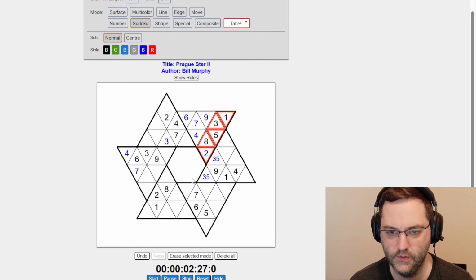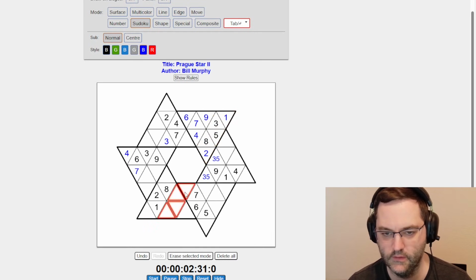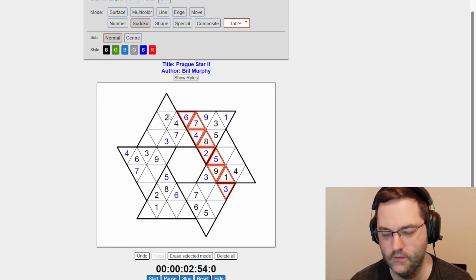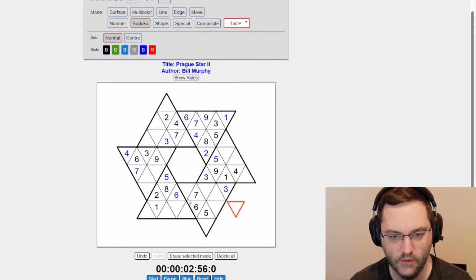This row still needs 4, 6, 7, 9 in these cells. 6 and 7 can't go in that cell. 6 also can't go in these cells, so this must be a 6. We can keep going more methodically like we've been doing. 6 and 5 must go in these cells. So this is 5. That's actually going to make that a 3, that 5. It's going to make that a 3 to complete this, which does have 9 cells, so it does need all the digits.